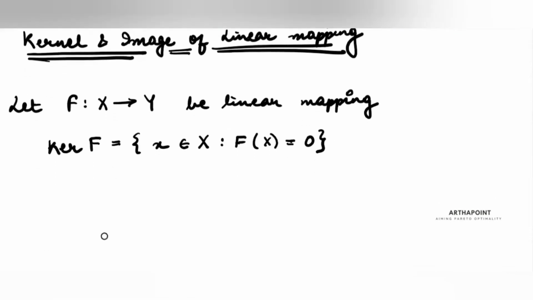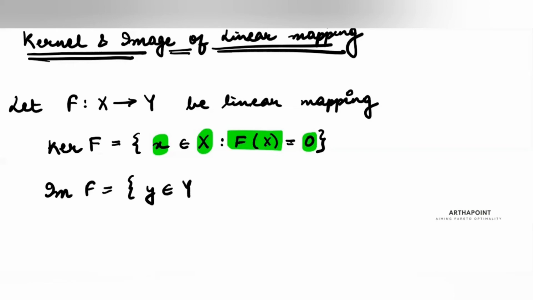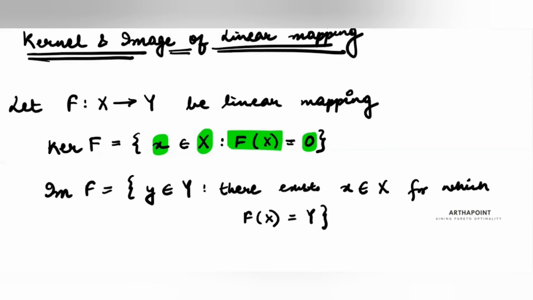So for example, and we'll talk about it. Please write down first: the kernel of f is any x that belongs to X such that once you have f of x, that gives you the answer as 0. And the image of f is any y belonging to Y such that there exists x belonging to X for which f of x is y.